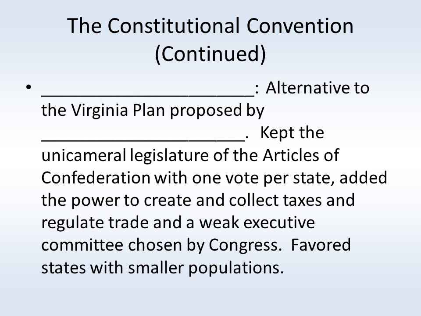Many of the smaller states objected to the Virginia plan and were given an opportunity to come up with their own alternative. The New Jersey plan was proposed by William Paterson. It kept the unicameral legislature of the Articles of Confederation and the 1 vote per state rule with that. It added the power to create and collect taxes and regulate trade, and a weak executive committee chosen by Congress. The New Jersey plan favored states with smaller populations.